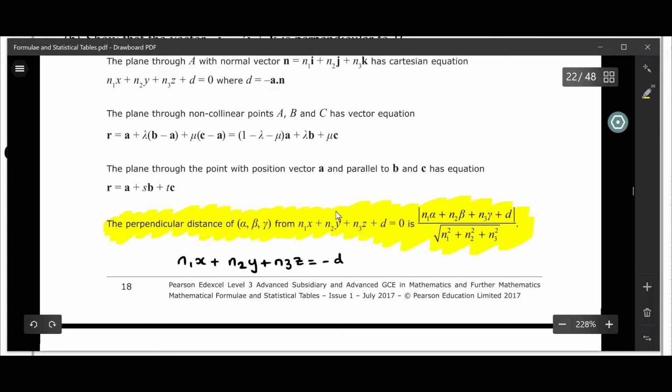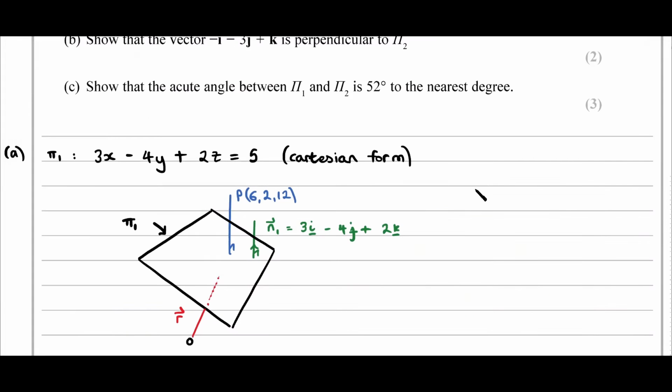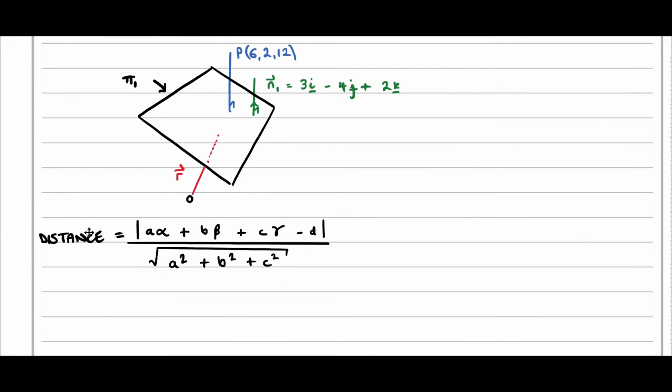With this equation over here representing the equation of the plane, if we take d to the other side, we have n1x plus n2y plus n3z equals minus d. And what I've written over here is an alternative formula for the distance, that is the modulus of a alpha plus b beta plus c gamma minus d, because remember we took d to the other side, over the square root of a squared plus b squared plus c squared.